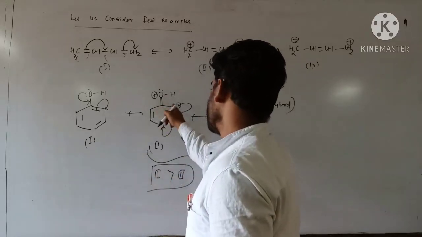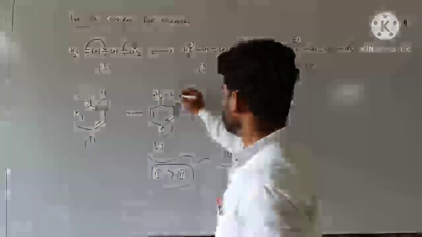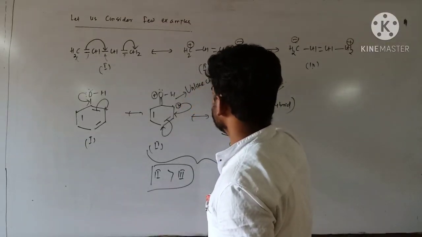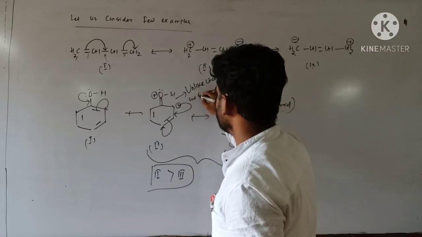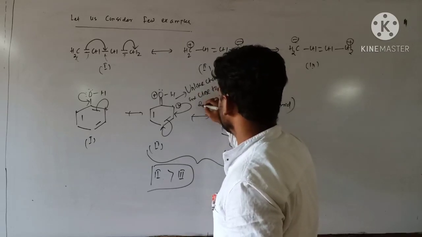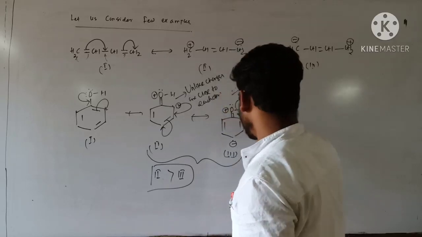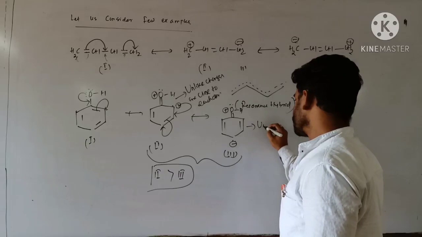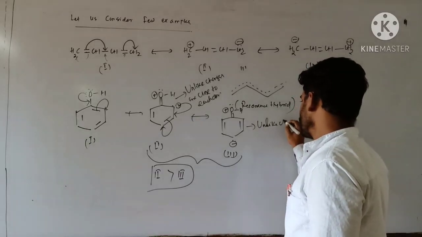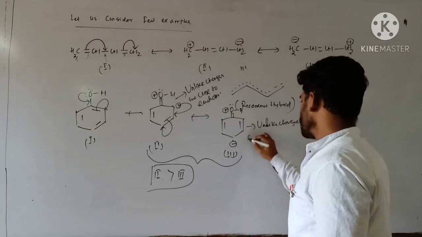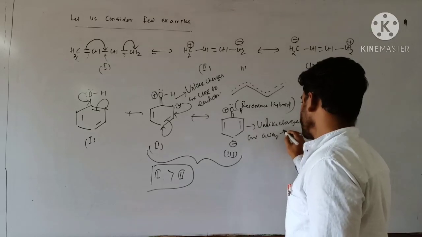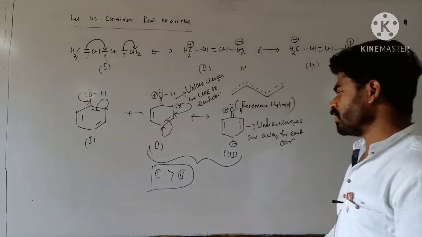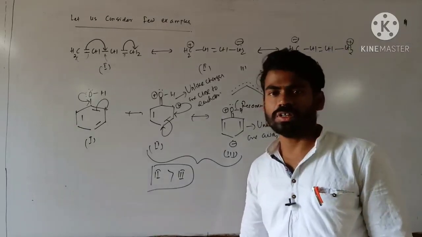Why? Because here the unlike charges are close to each other. In structure 2, unlike charges are close to one another, but here the positive charge and negative charge are away from each other. So unlike charges are away from each other. Clear? That's why structure 2 is more stable than structure 3.